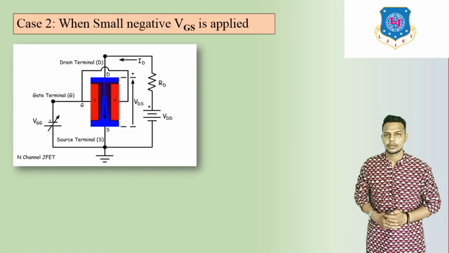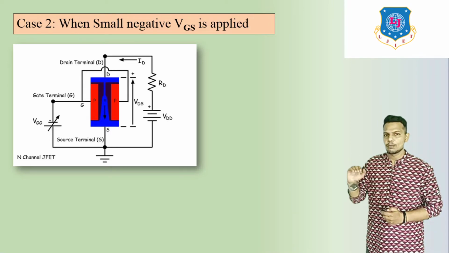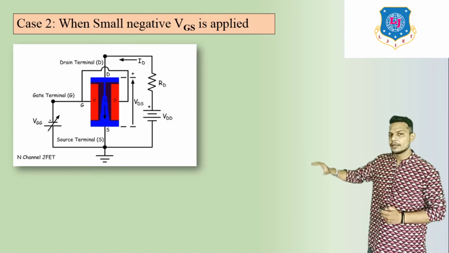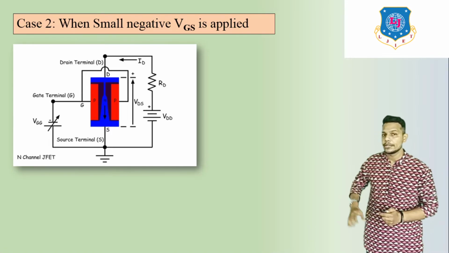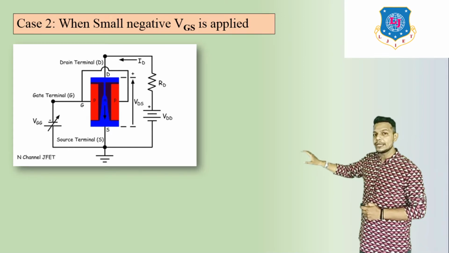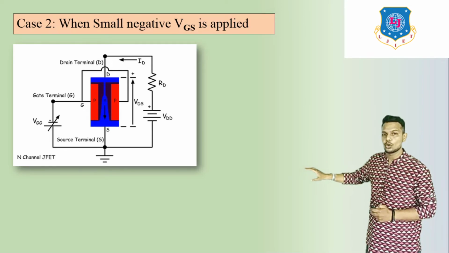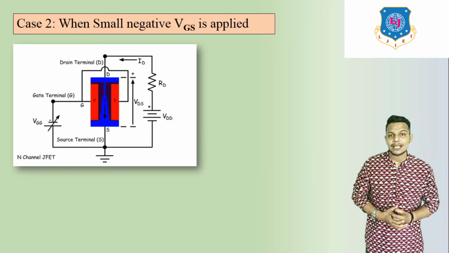Now let us discuss case number 2. Case number 2 means when a small negative VGS is applied at this terminal, gate to source voltage. Now remember this thing, VGS should be reverse biased. So we are going to connect it with reverse bias. And how does it become reverse bias?